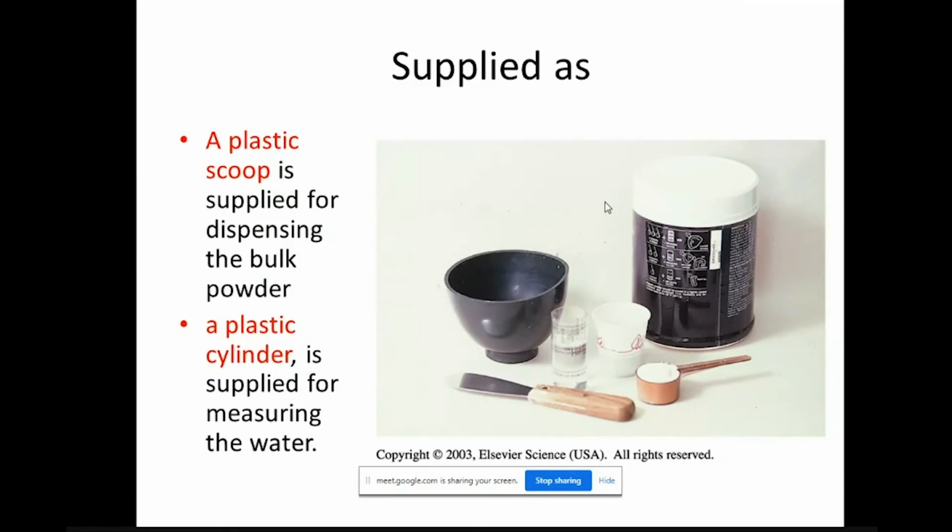Okay. Usually for taking an impression with alginate, we need a rubber bowl, a spatula, a plastic cylinder for measuring the water, and a plastic scoop for measuring the powder of alginate.